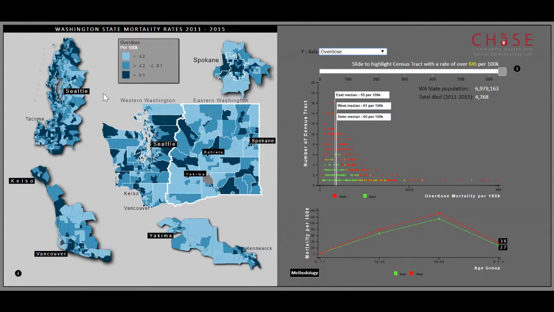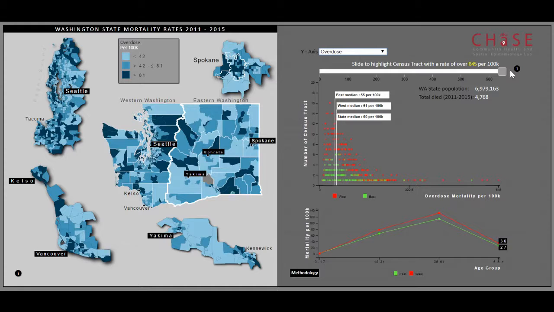To the left, we see maps of Washington State with mortality rates for the selected cause of death shown in shades of blue. As shown in the key, higher mortality rates are displayed as darker shades. Though all of Washington State is clearly shown in the middle, the individual census tracts can be difficult to see, so inset maps of major urban areas are included.